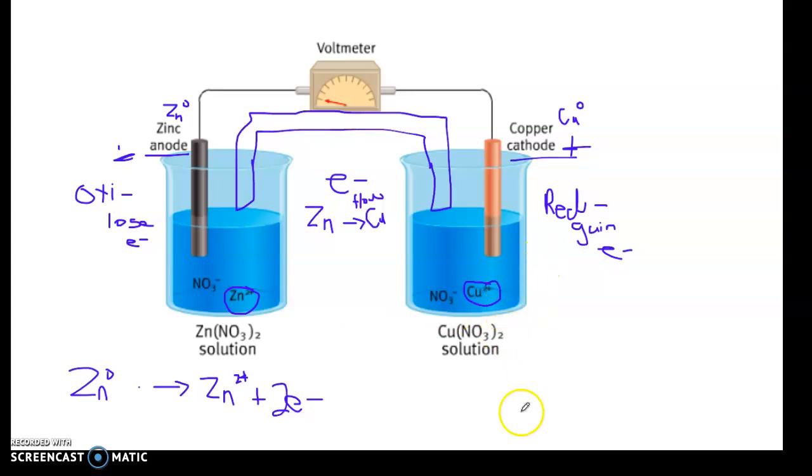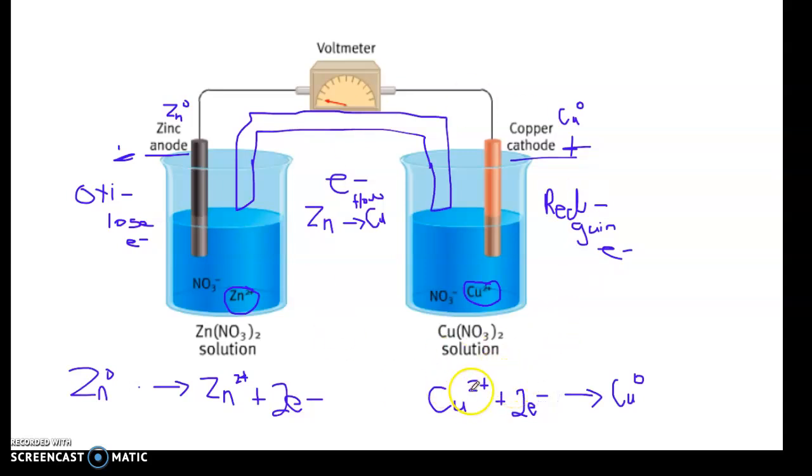Let's do the reduction. So for reduction, we are starting off with zinc 2 plus, right? And then it gains electrons, so it becomes zinc 0. How many electrons were involved once again? 2 electrons. How do I know this? Well, I have 2 plus here. And also, if I look on the periodic table, copper's oxidation state is 2 plus.